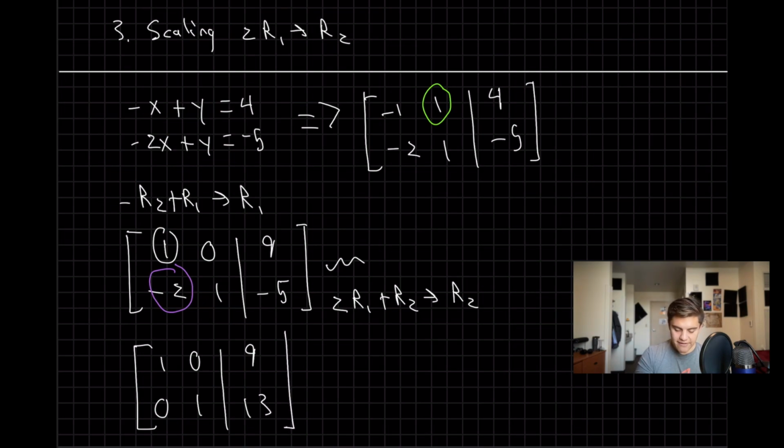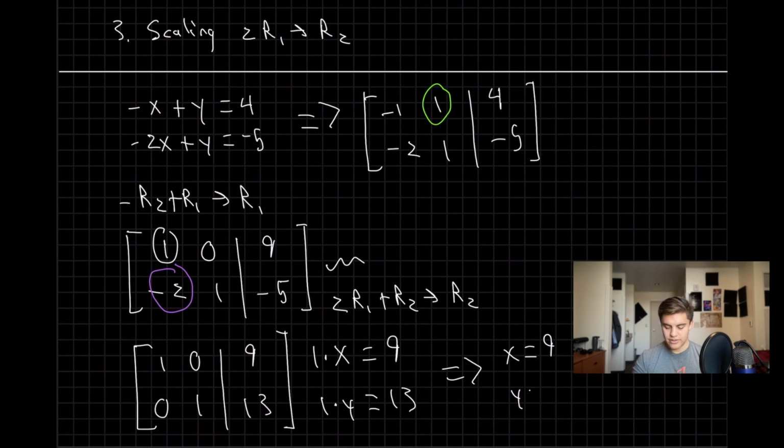And from here, when we have it written like this, we can simply pull out the answers as they are. We have the coefficient of x: 1 times x equals 9. And then 1 times y equals 13. Otherwise written, x equals 9, y equals 13.